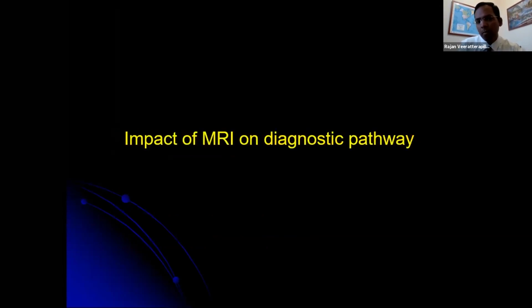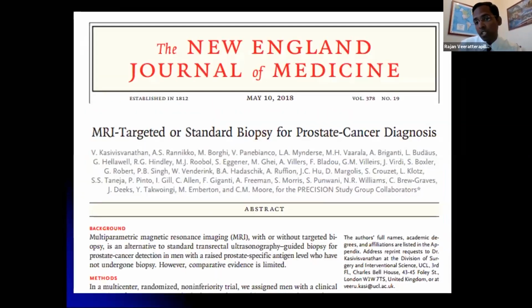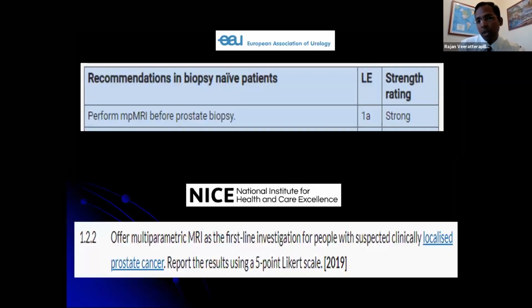Well, we've already heard about the impact of MRI on the diagnostic pathway. This was the PROMIS study that we already heard about, which showed that MRI was much more sensitive compared to a TRUS biopsy in detecting lesions. And this was the PRECISION study, which is a follow-on, which showed that the biopsy of an MRI target lesion was much more sensitive than a TRUS biopsy. This has pretty much led to guidelines recommending the implementation of a pre-biopsy MRI, both in the EAU guidelines, the European Urology guidelines, and the NICE guidelines, which is a UK body.